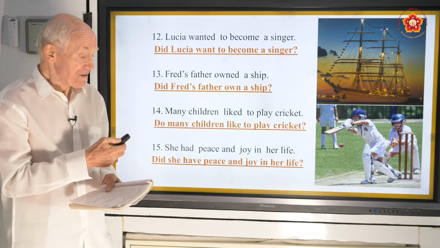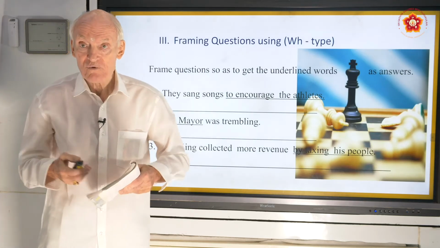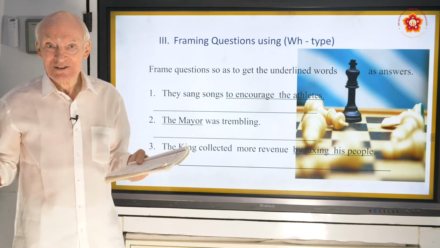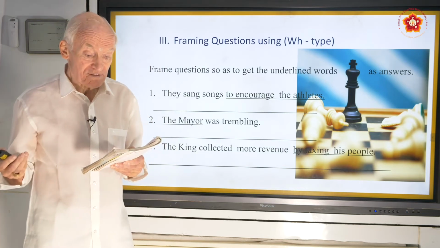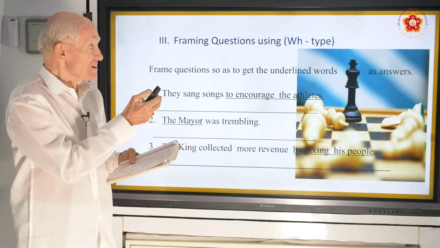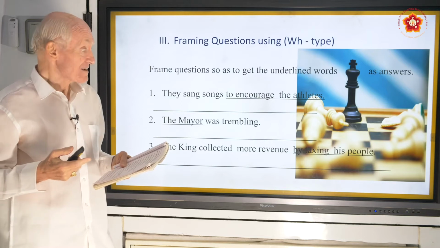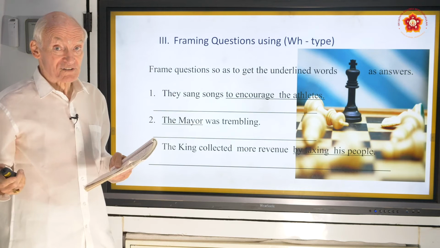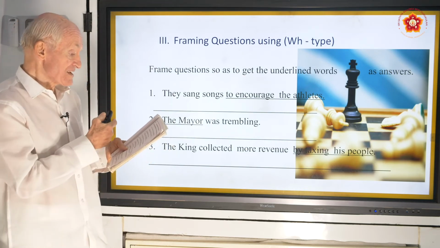Now there's a third level of questions we can ask. We can frame questions using what, why, where, when. All of these questions we're asking for specific answers. So we have to word the question properly. And we want to word the question so that we get the underlying words as the answer. Okay? So they're giving us the answer. We have to frame the question. So it's a little trickier. The first one, I'll give you an example.